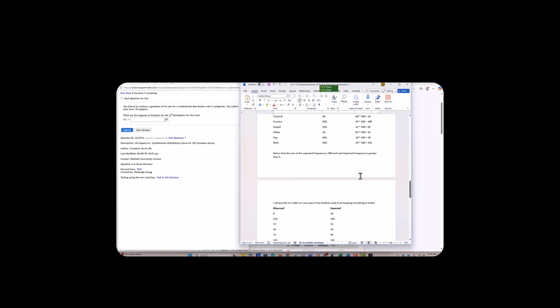Now I'm going to put in a table, so I'm copying it into StatDisk. So we put in a table for observed, and then we put in our table for expected, and I just typed this in. And since we used a random sample and each expected frequency is greater than 5, we can use the chi-square goodness of fit test to test our hypothesis test.